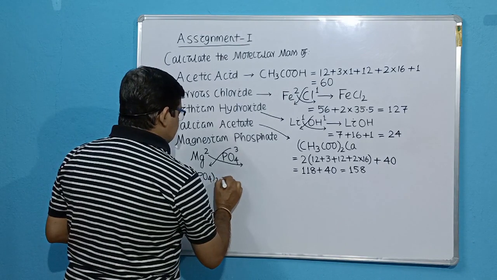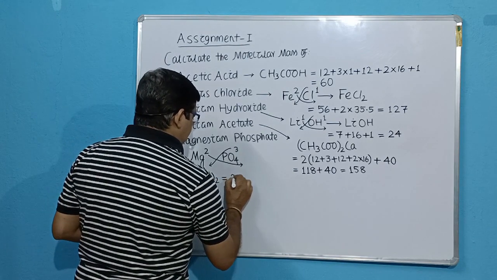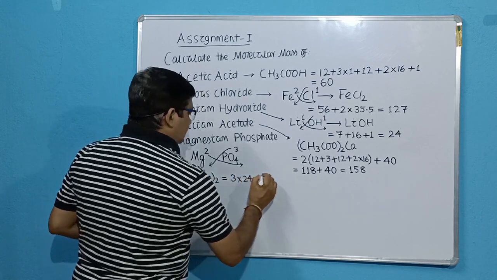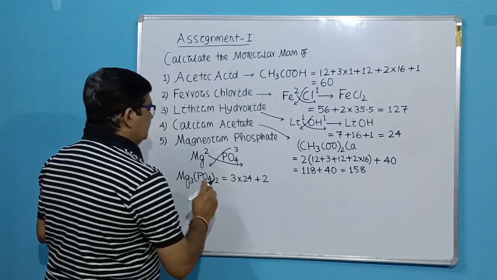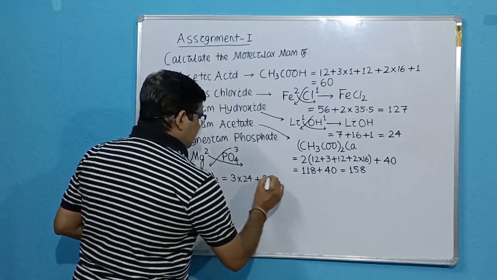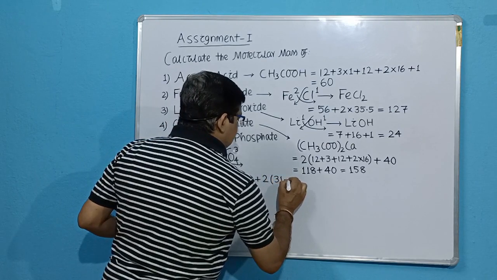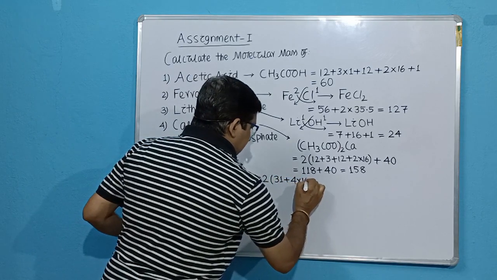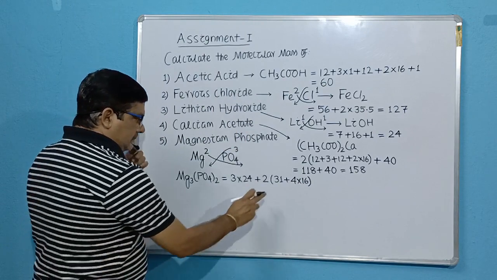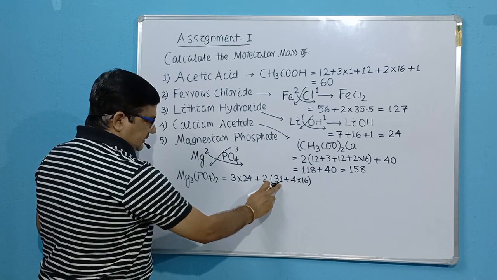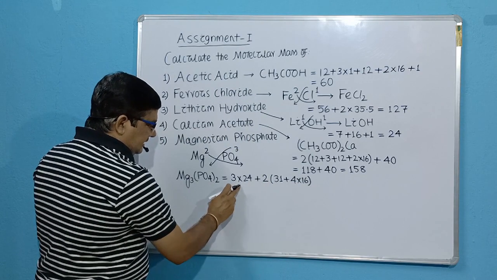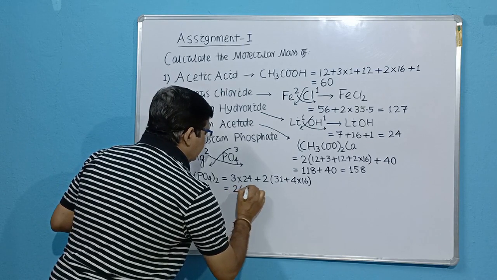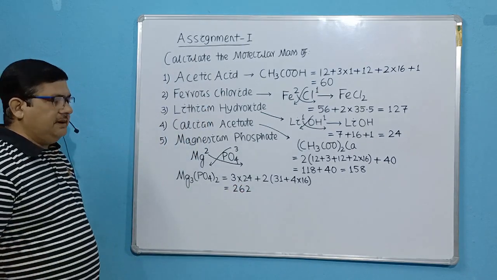Let us calculate the molecular mass. Magnesium atomic mass is 24, so 3 into 24, plus PO4 whole 2. So start the bracket here: 2 into phosphorus 31 plus 4 oxygen, so 4 into 16, 64 plus 31, 95 into 2, that is 190, plus 72. It makes 262. So this is the molecular mass of magnesium phosphate.